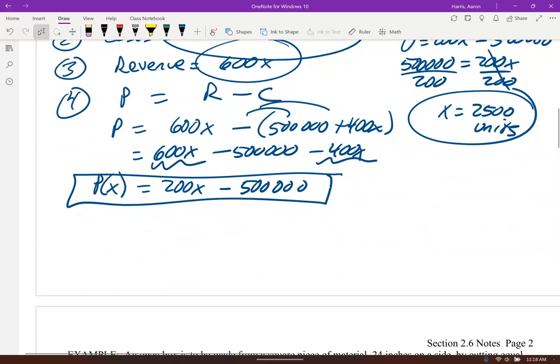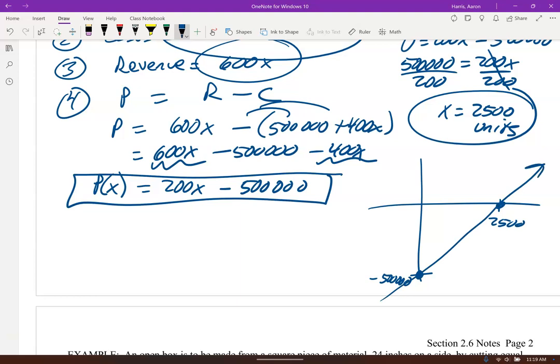If we sell more than that, in fact, here I can graph this thing. We're down here at negative 500,000. If I sell 0 units, I'm in debt $500,000. And then I hit, here's 2,500. 2,500 is the break-even point on this profit. So if I sell more than that, I am positive in profit, right? Anything more than 2,500 gives us a profit.